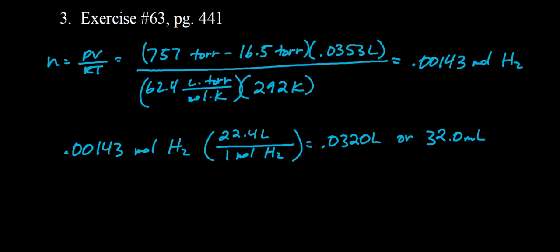Now you could do this the hard way or the easy way. I would say the hard way is to take the moles of hydrogen and plug that back into the ideal gas law using standard pressure, which is 1 atmosphere, and standard temperature, which is 273 Kelvin, and you can get the volume that way. Or you can use, as I've shown here, the standard molar volume of a gas at STP as a conversion factor. So find moles of hydrogen, and then multiply that by 22.4 liters per mole. And to get our volume, I converted that to milliliters: 32.0 milliliters.